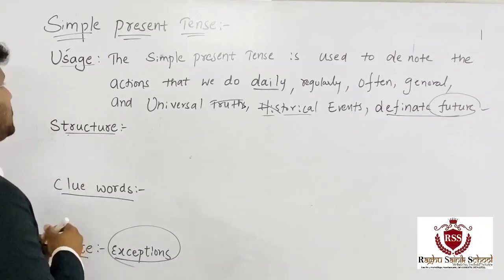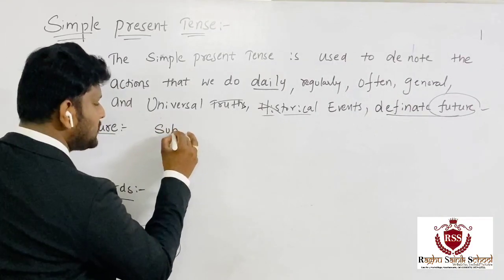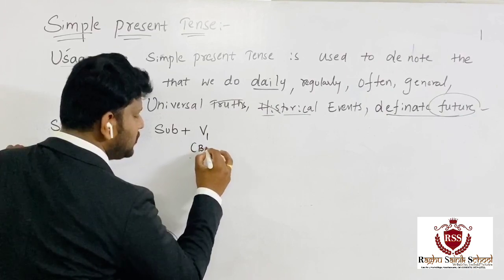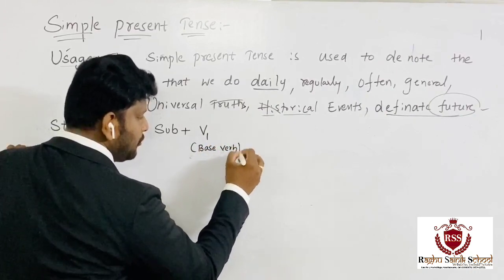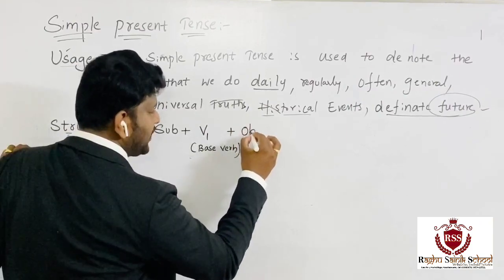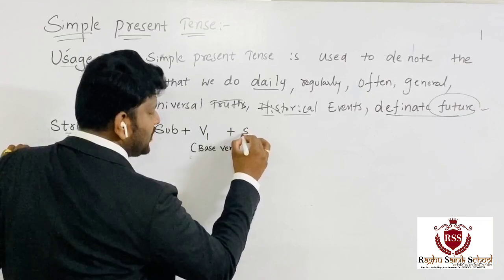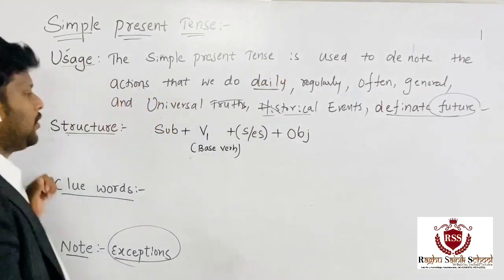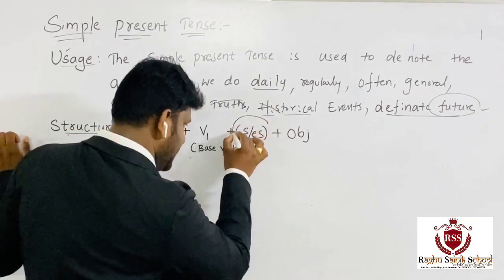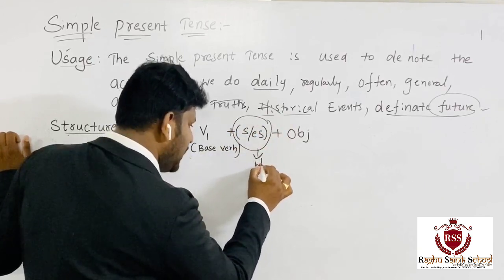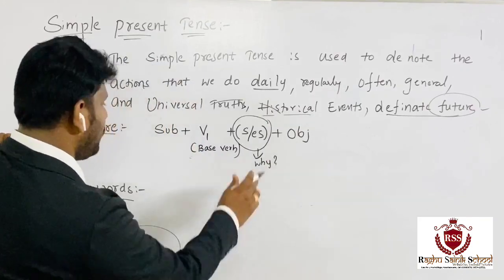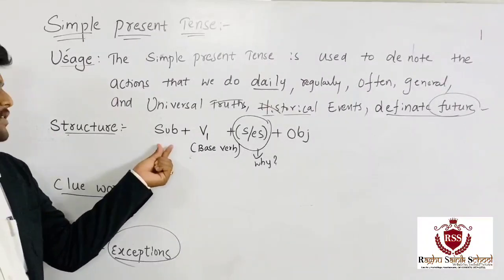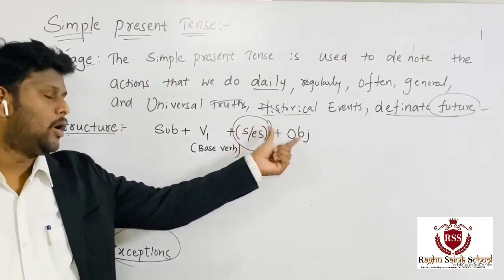So the structure of the simple present is subject plus verb one. Verb one means the base verb. Plus object. Sorry, s or es plus object. So again we get the additional s or es. Why s or es? We will discuss in the exceptions. So what is the structure of the simple present tense? Subject plus verb one plus s or es plus object.